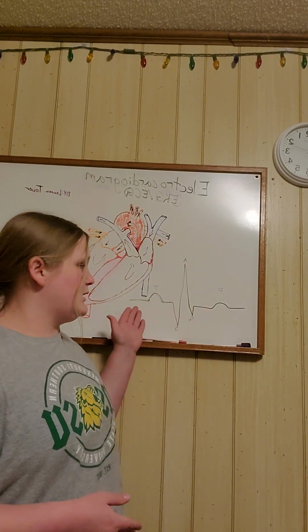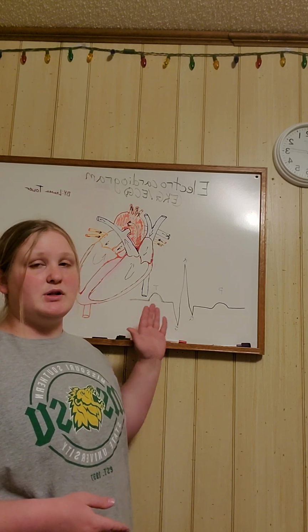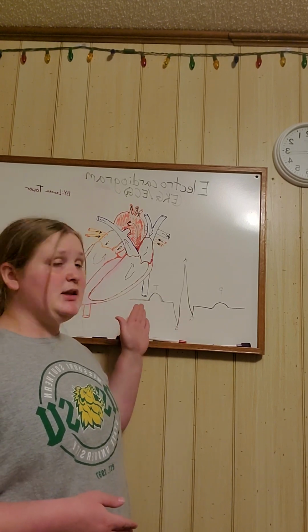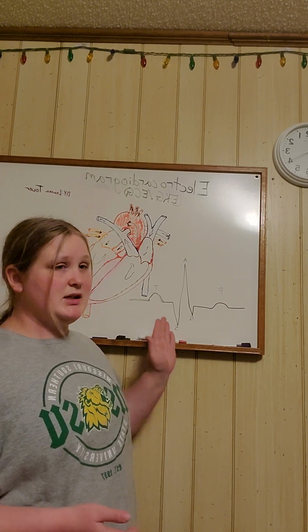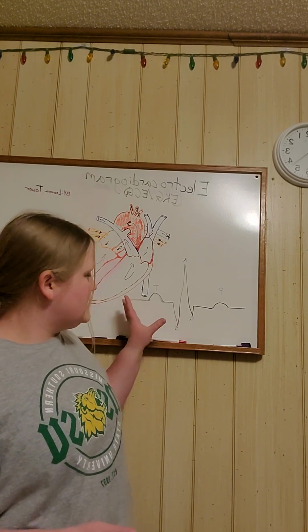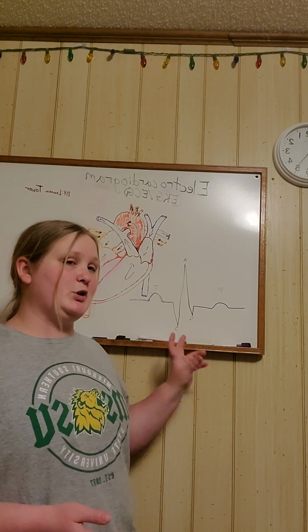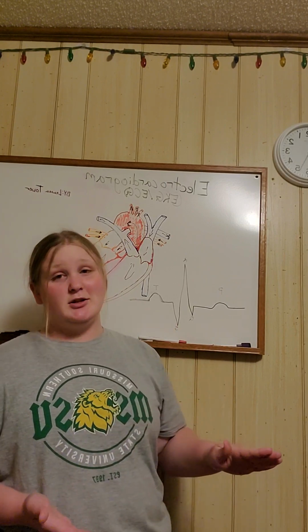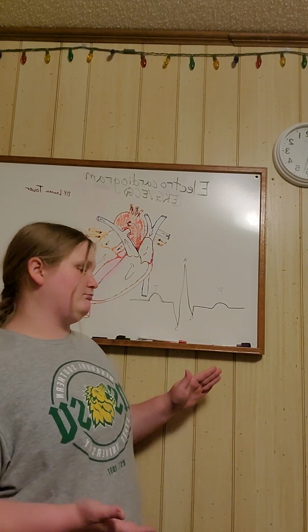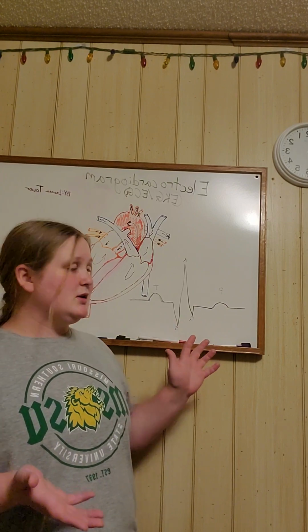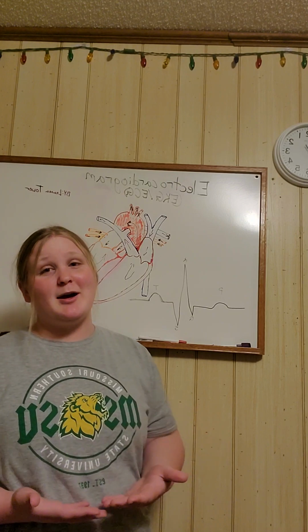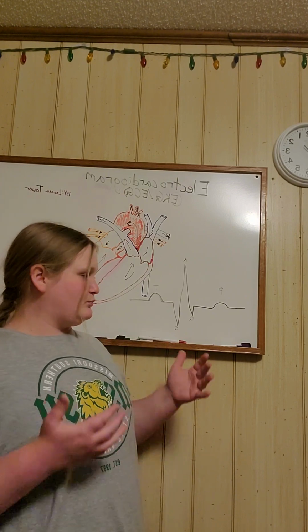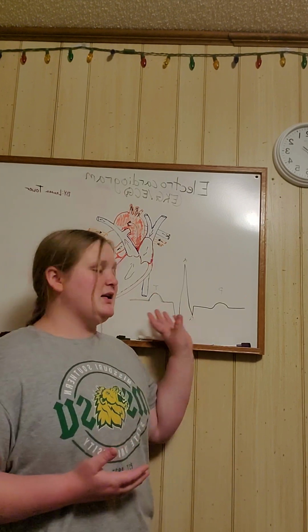So this is what an ECG is going to look like. This is a completely normal rhythm. This is what you would call sinus rhythm, because this is what the ideal would look like. Not everyone's is going to look like this. Everybody's heart is a little different. So if it doesn't look like this, it's not necessarily something to be concerned about, because there are many different variations.